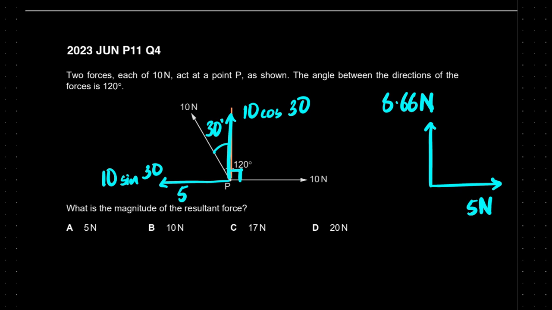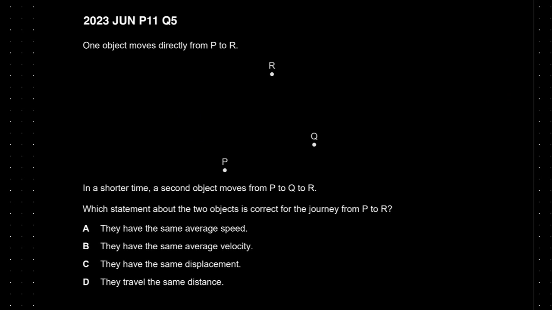And then you just use your Pythagoras theorem to find out this thing here. So when you work this out, the resultant turns out to be 10. Again, not really difficult. Let's go here.